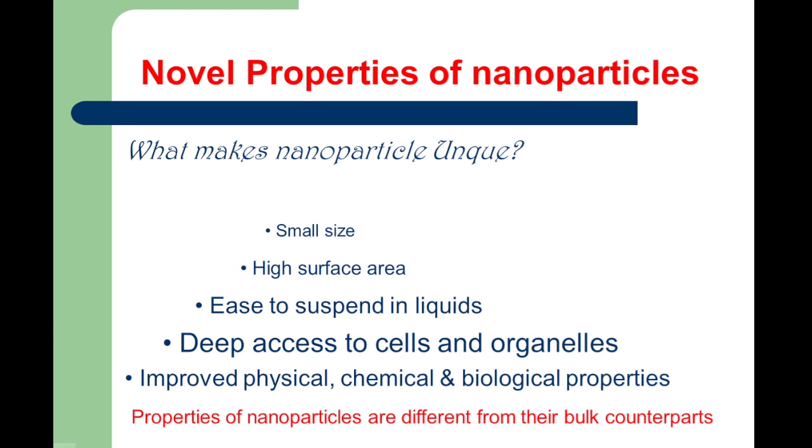Then the improved physical, chemical, and biological properties. The physical properties, the chemical properties, the biological properties, all of them. We have to test it. It tests the biological component of it, the toxicity aspect of it, the bioassay. We have to do it, to know if this thing is good for this particular application. So all those things are necessary. So properties of nanoparticles are different from their bulk counterparts. You cannot compare with the bulk one. The bulk counterpart is different from the nano counterpart. So let's go to the next slide.